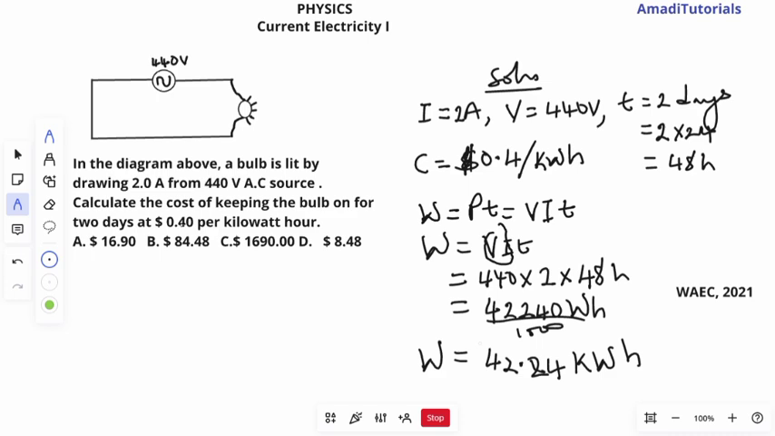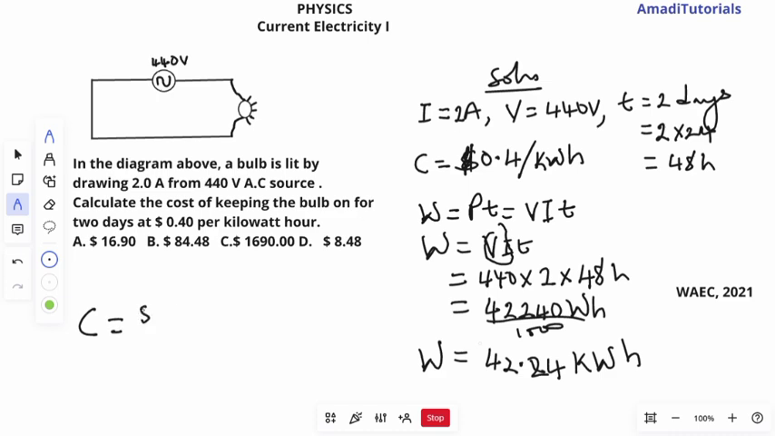And here we have been told that what the service providers charge is what? They charge $0.4 per kilowatt hour. So 1 kilowatt hour of electrical energy, they are charging what? $0.4. So when you now consume 42 point that kilowatt hour, what will now be the charge? That will be to multiply the two. So now the cost will be what?